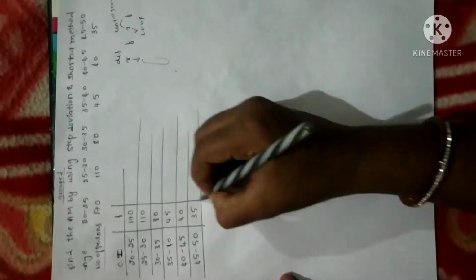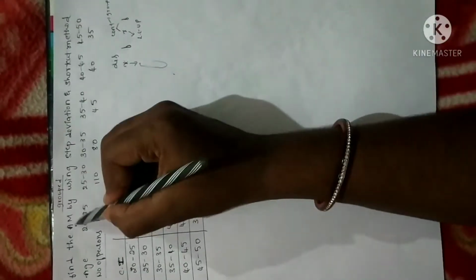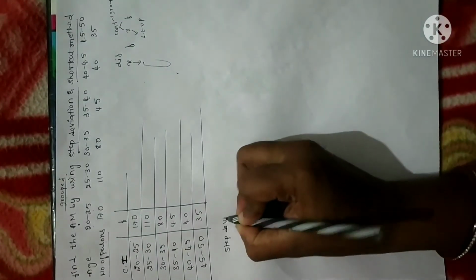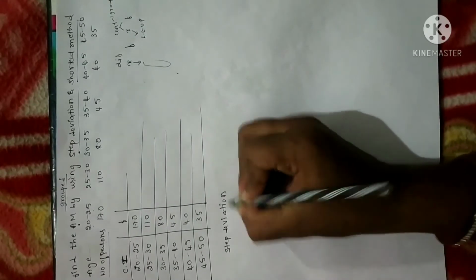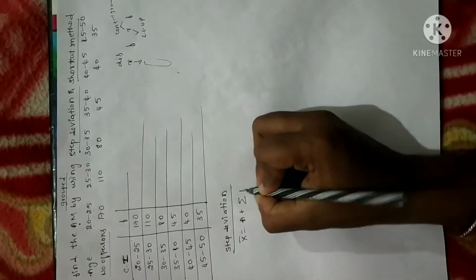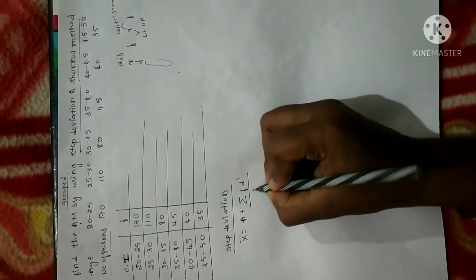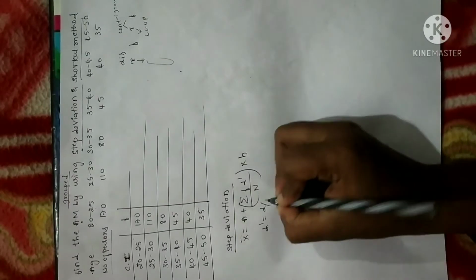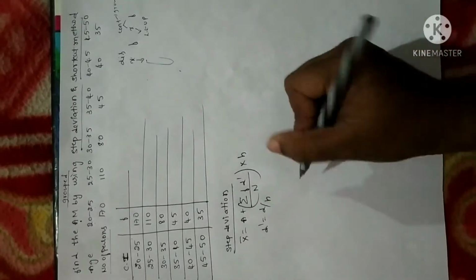Now I have to find the arithmetic mean using the step deviation and shortcut method. Since the method is already mentioned here and moreover it is grouped data, let me do step deviation first. What is the formula for step deviation in grouped data? It is given by x bar is equal to a plus sigma f d dash divided by n, into h, where d dash will be d divided by h. H is the common difference.